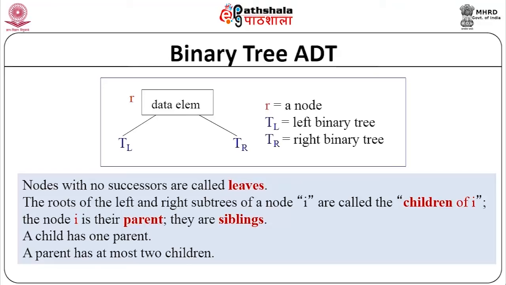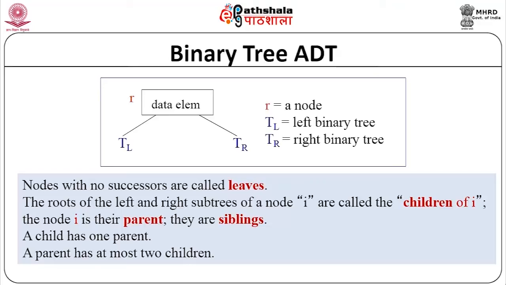So, nodes with no successors are called leaves, or nodes with no descendants. The nodes of the left and right subtrees of a node I are called the children of I, as before. Node I is their parent, and those two nodes, the left and right subtrees, are called siblings. The same terminology we used in general trees. A child has only one parent, a parent has at most 2 children, that is where the difference comes.